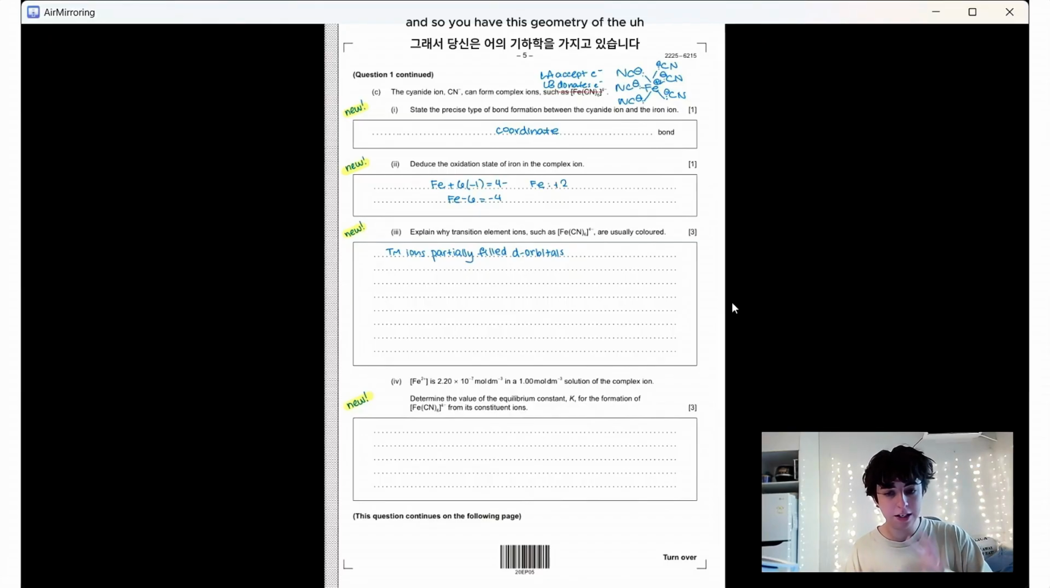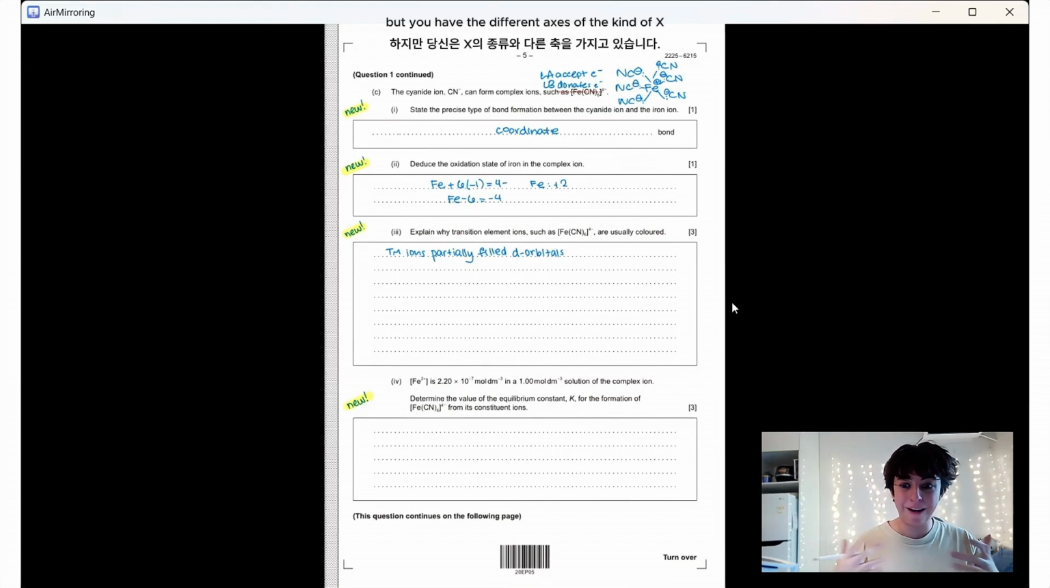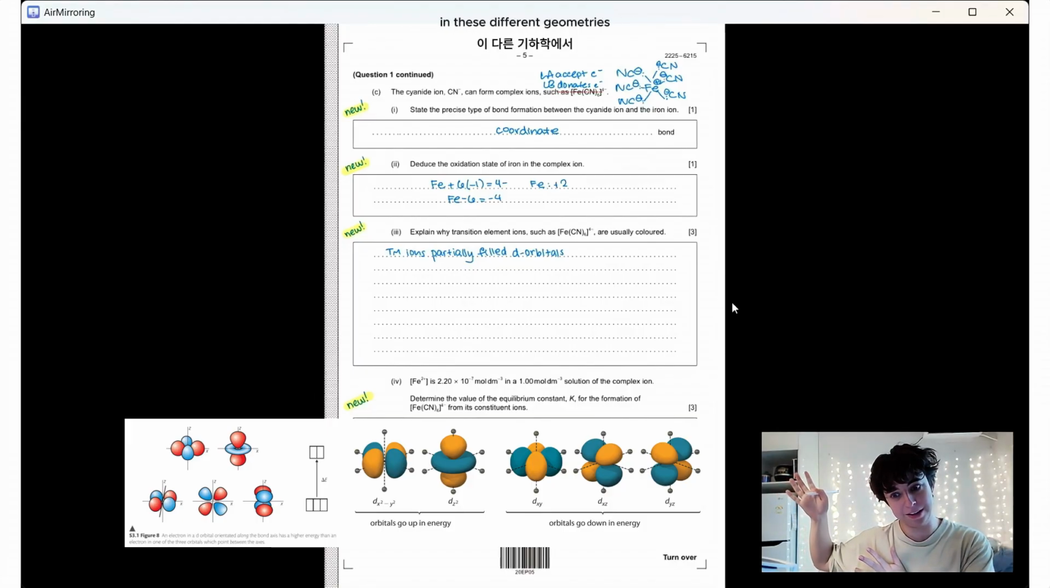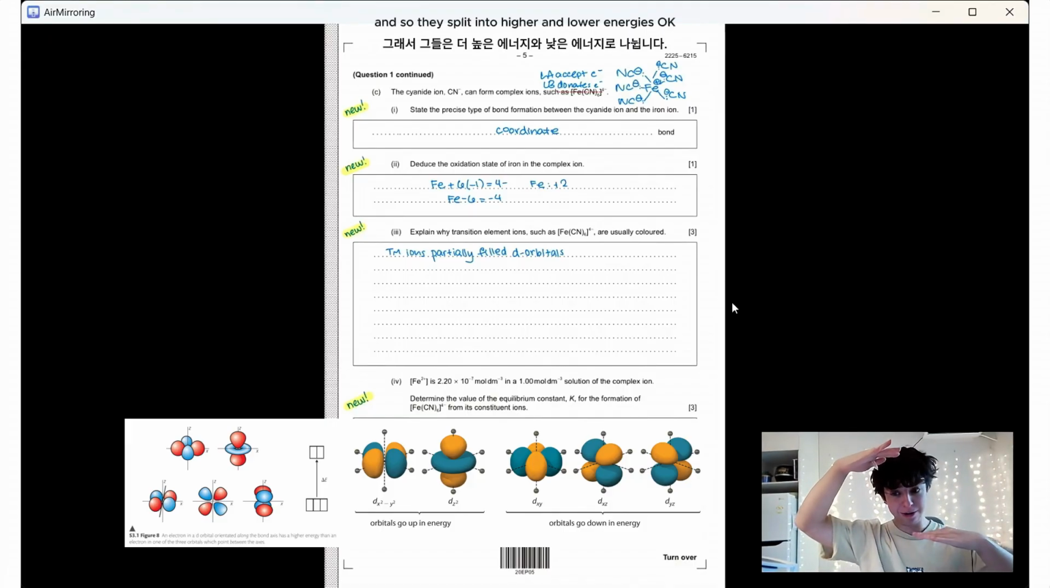you have this geometry of the d orbitals. We don't learn too much about it, but you have the different axes of x, y, whatever. I'll put an image here because I'm really bad at explaining this without this visual. You have these different d orbitals in these different geometries, and based on the approach of the ligand, some of those orbitals are closer to the ligand, some of them are further away, and so they split into higher and lower energies.